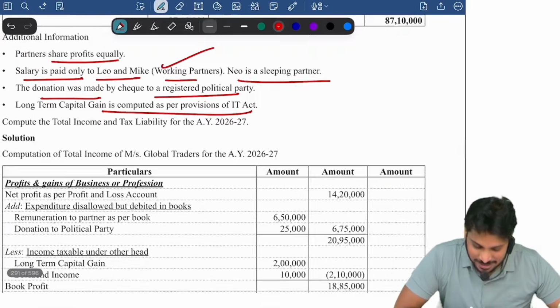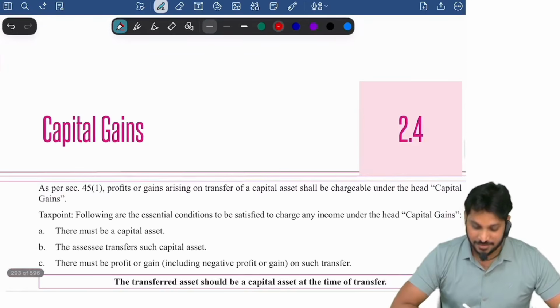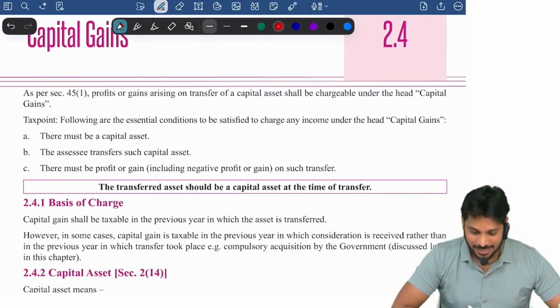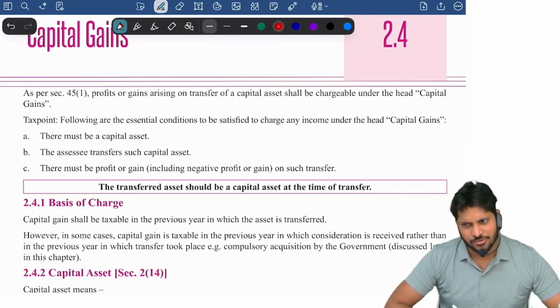Okay. That's it. Successfully we completed all the PGBP problems with the provision discussion slightly. Correct? Fine. In the next session we'll start with capital gains. Clear on all of you? Yes.